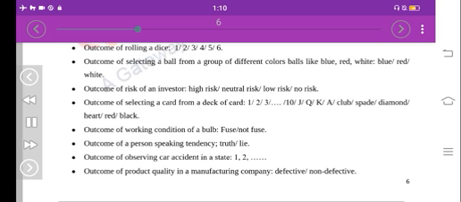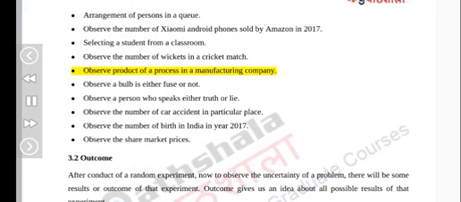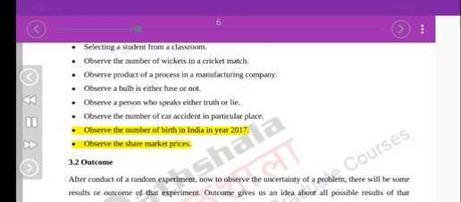Arrangement of persons in a queue. Observe the number of Xiaomi Android phones sold by Amazon in 2017. Selecting a student from a classroom. Observe the number of wickets in a cricket match. Observe the product of a process in a manufacturing company. Observe whether a bulb is fused or not. Observe whether a person speaks truth or lie. Observe the number of car accidents in a particular place. Observe the number of births in India in year 2017. Observe the share market prices.